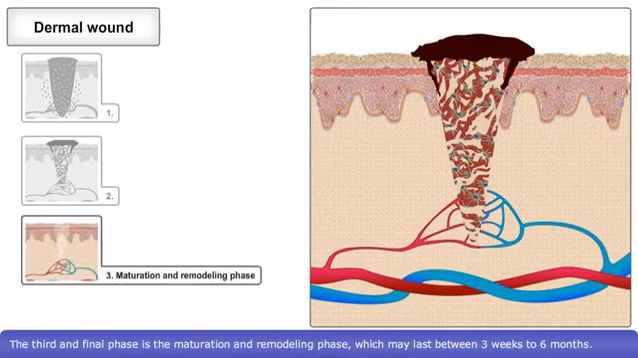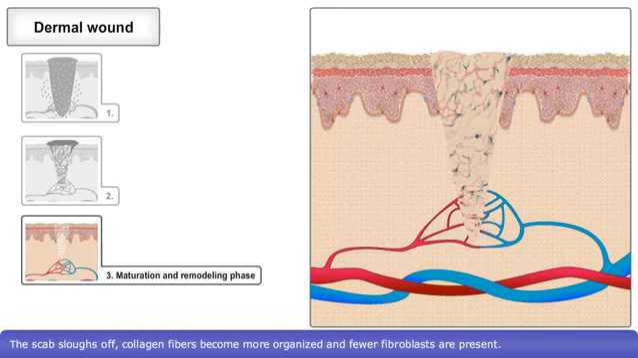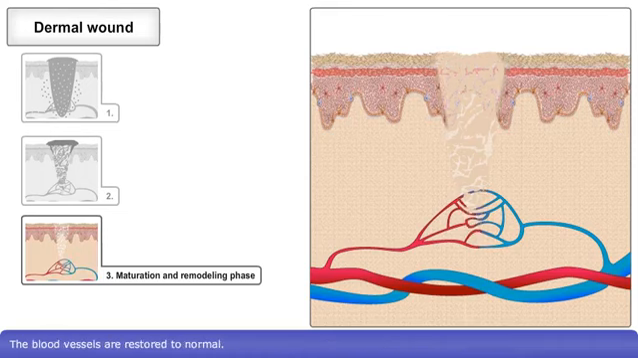The third and final phase is the maturation and remodeling phase, which may last between 3 weeks to 6 months. The scab sloughs off, collagen fibers become more organized, and fewer fibroblasts are present. The blood vessels are restored to normal.